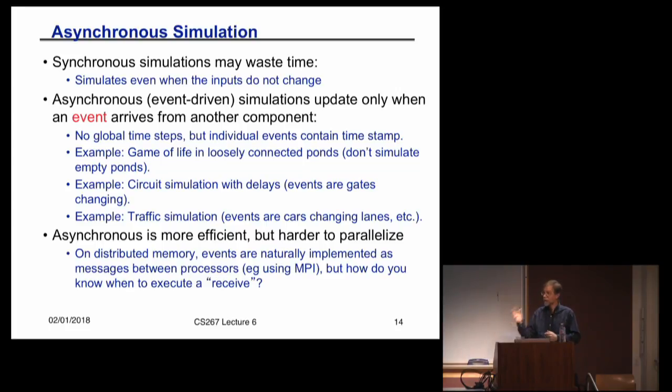I only want to update a memory cell when something actually goes there. And it would come up in traffic simulation too. In that case, the events may be cars changing lanes or something like that. So this can be much, much more efficient than having a global time step, but it's going to be harder to parallelize. And that's why there's more than one way to do it.